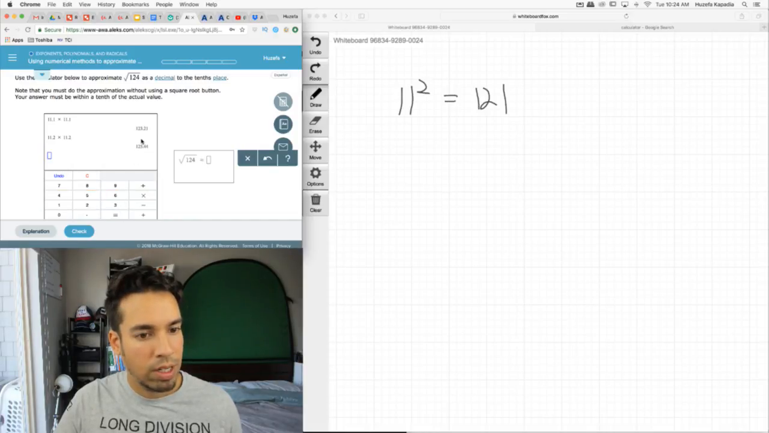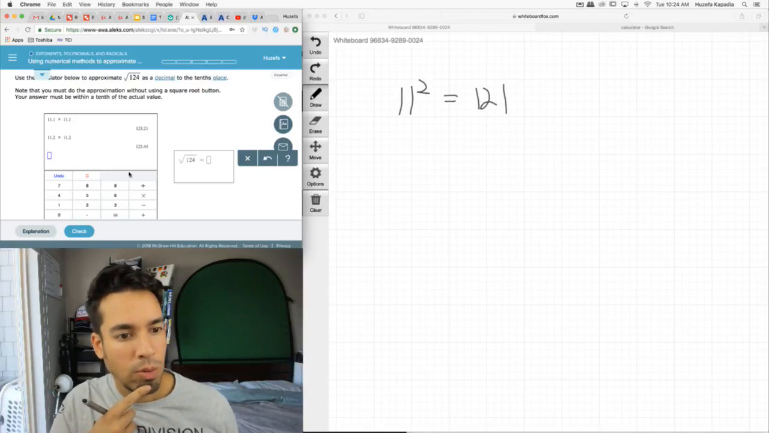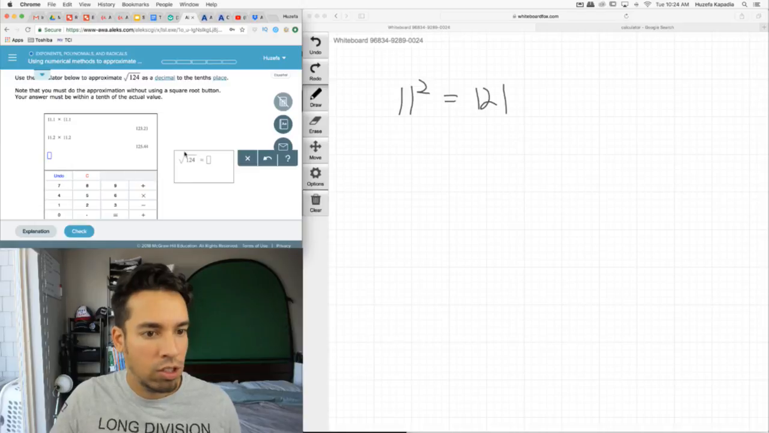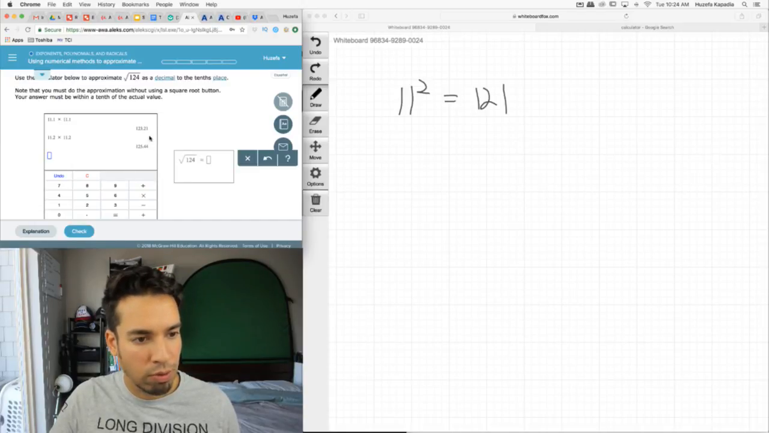This is in between here somewhere. Okay. As a decimal to the tenth place. So which one's closer? This is only 0.79 away. This one is 1.44 away. So I'm going to say it's 11.1. It's pretty close.